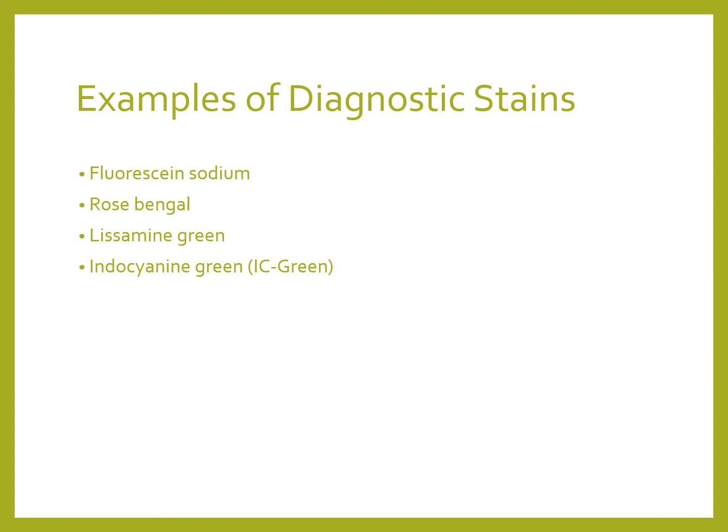Here are some examples of diagnostic stains. Ophthalmic dyes are instilled topically to diagnose abnormalities of the cornea and the conjunctival epithelium, or to locate foreign bodies in the eye. Dyes may also be used to observe the flow of the aqueous humor or to demonstrate lacrimal system function.